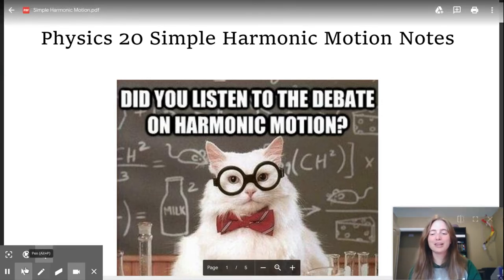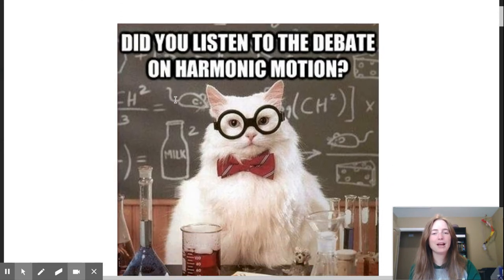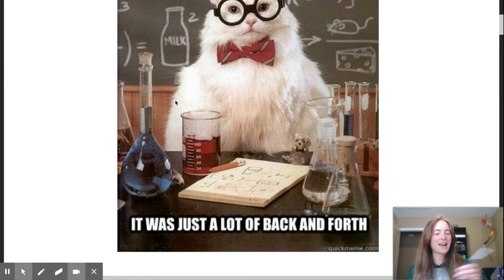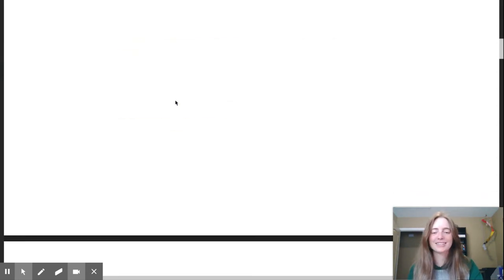So today we're looking at simple harmonic motion with the pun. Did you listen to the debate on simple harmonic motion? It was just a lot of back and forth. Because in simple harmonic motion, the object's going back and forth, back and forth, back and forth. Yeah, had to happen. All right.